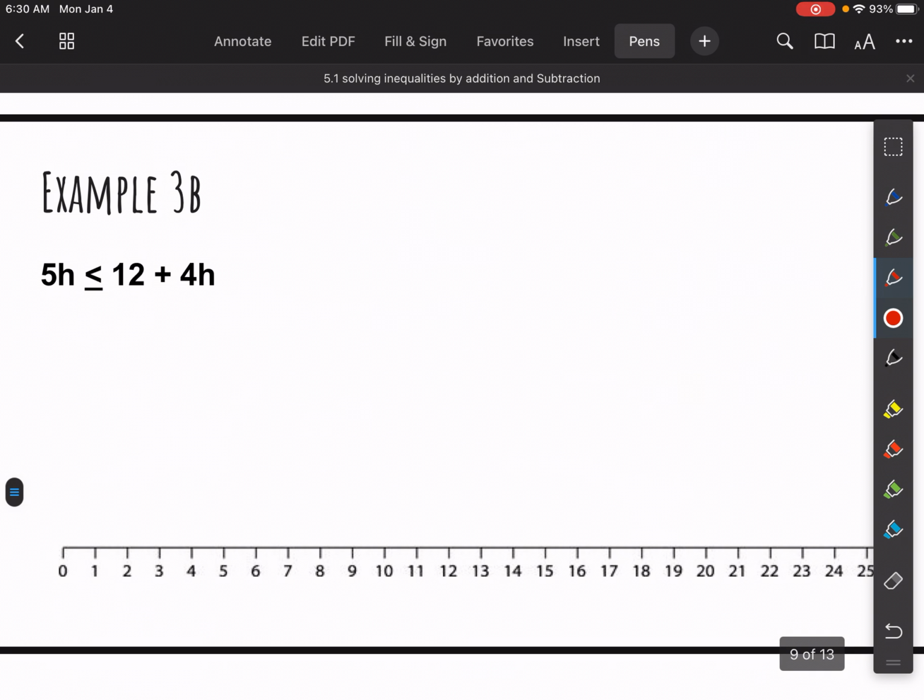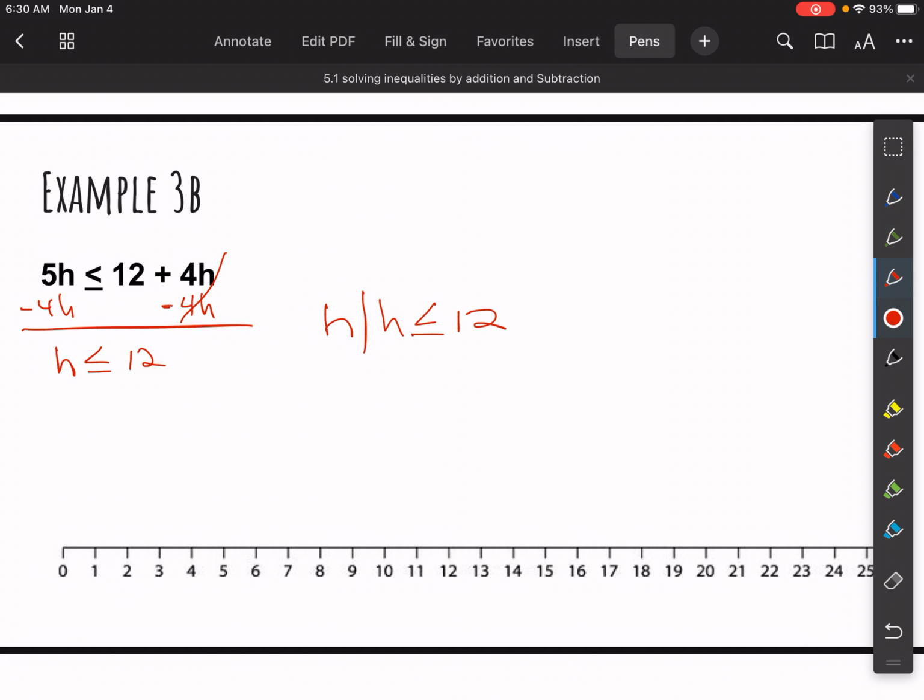For example 3b, let's do the same thing. Let's get all the h's to one side. That goes away. We're left with just one h here is less than or equal to 12. In set notation, that would be the set of all numbers h, where h is less than or equal to 12. Notice I don't have to switch anything around because my variable is on my left.